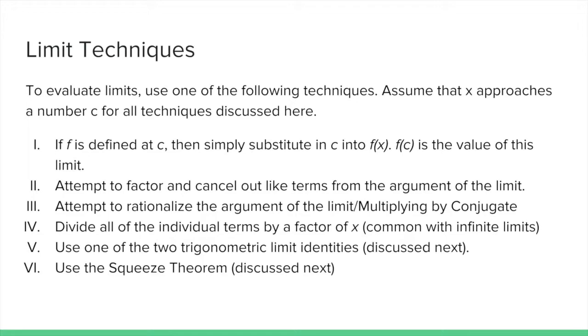Our third technique is quite similar to our second technique, and this is to rationalize the argument of the limit by either, let's say if we have a square root, we either multiply it by itself or we multiply by a conjugate, which is really common when we're evaluating trigonometric limits. Our fourth technique is to divide our individual terms by a factor of x. And this may seem confusing, but we'll go over it, and this is very common for limits that approach infinity. Our fifth technique is to use one of the 2 trigonometric limit identities, which we will go over next. And our sixth technique is the squeeze theorem, which we will also discuss next.